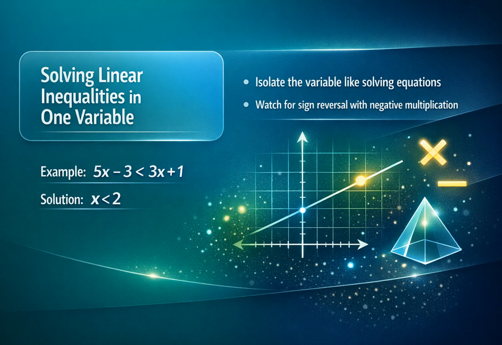To solve a linear inequality in one variable, isolate the variable just like solving an equation, but watch carefully for sign reversal when multiplying by a negative. For example, solve 5x minus 3 is less than 3x plus 1. Subtract 3x from both sides. 2x minus 3 is less than 1. Add 3, 2x is less than 4. Divide by 2, x is less than 2.